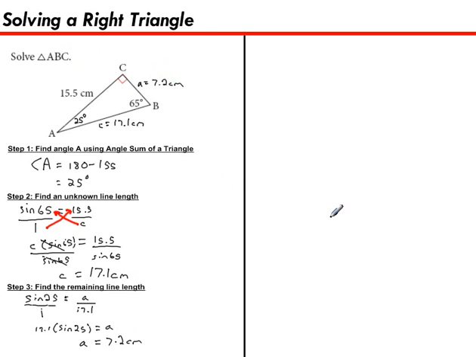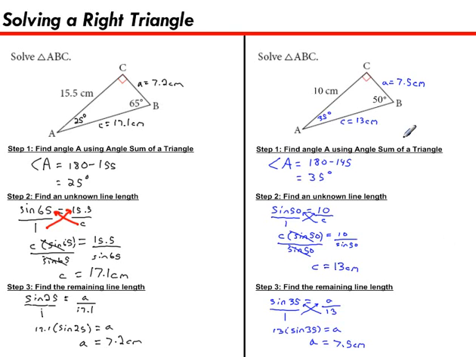Okay, now it's your turn to practice solving a triangle. So grab your pencil, paper, and scientific calculator because I'd like you to try and solve this triangle. And I'll post the solution when you're ready. And here's your solution. Angle A is 35 degrees, side c is 13 centimeters, and side a is 7.5 centimeters.